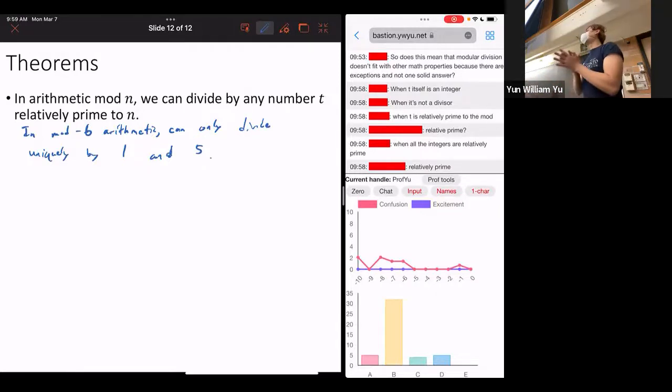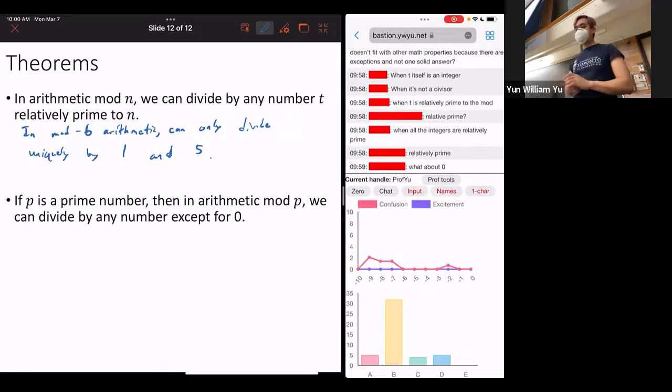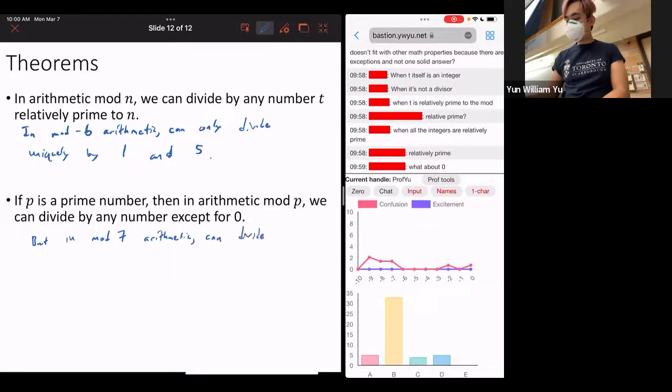But there are some special numbers. Basically, the prime numbers are special because when you're working with prime numbers, every number except for 0 is relatively prime. That's the whole point of being a prime number, that every other number is relatively prime. And so you can divide by any number except for 0. So in mod 7 arithmetic, you can divide by any number except 0. Yeah, 0 is still special, so you still can't divide by 0.